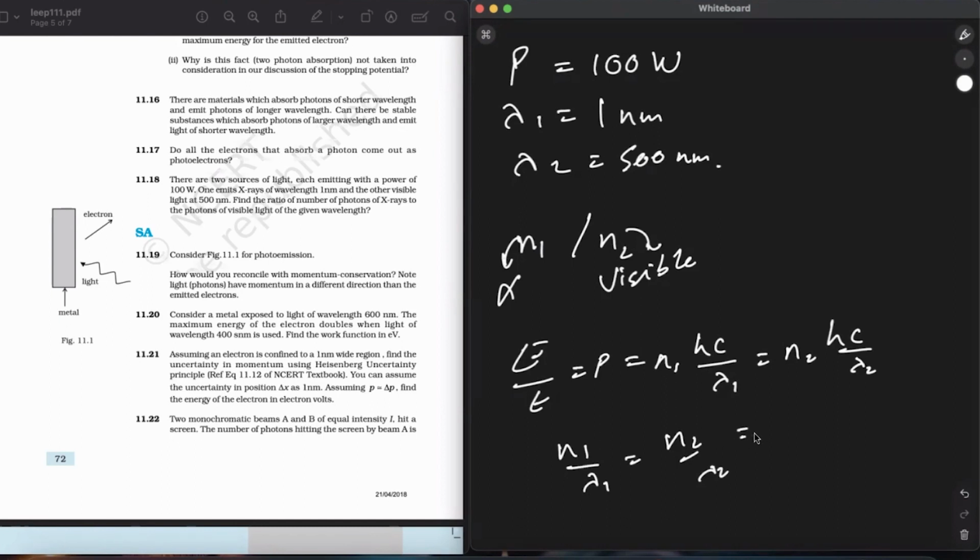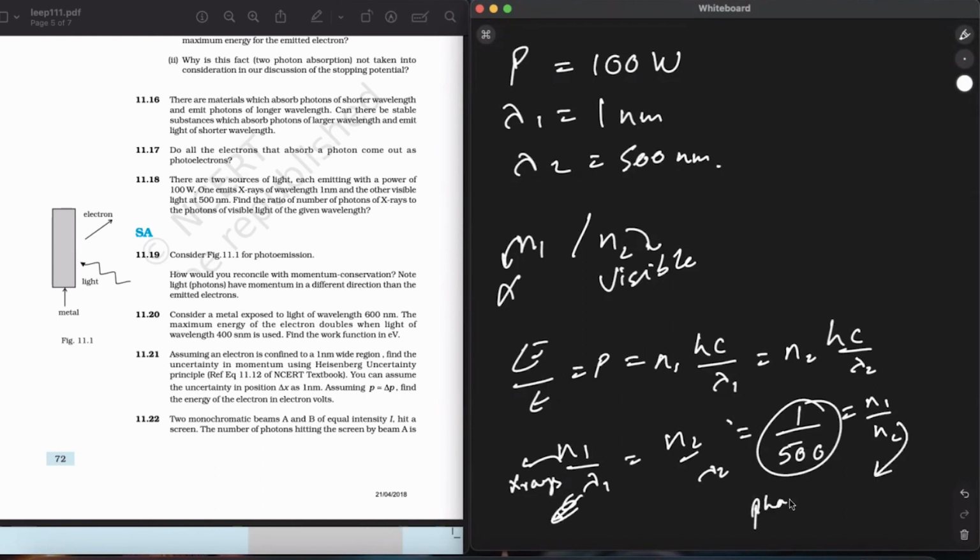N1 upon lambda 1 equals N2 upon lambda 2. The lambda that is being given is 1 nanometer and 500 nanometer, so it will be 1 upon 500. This is the ratio of the photons that have been emitted. N1 is for X-ray, and wait, it will be N1 upon N2 equal to lambda 1 upon lambda 2. So that is 1 upon 500, and N2 is the photons for visible light.